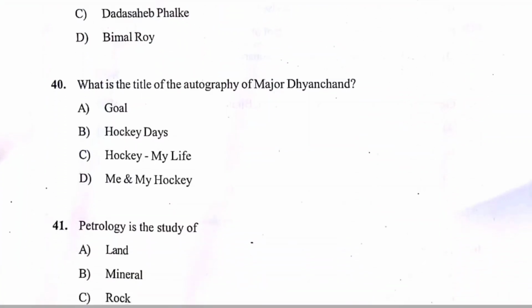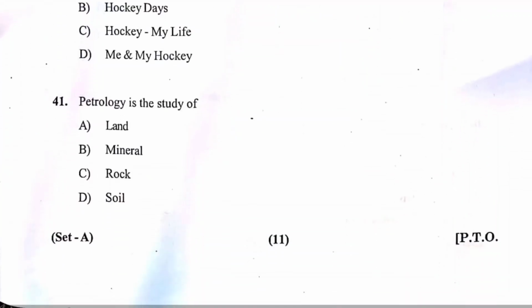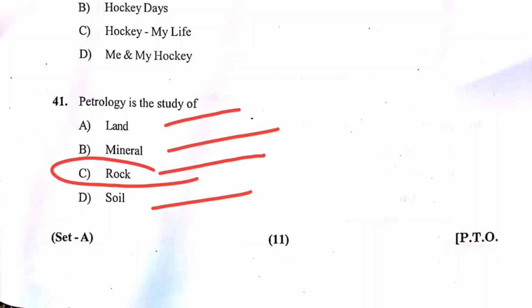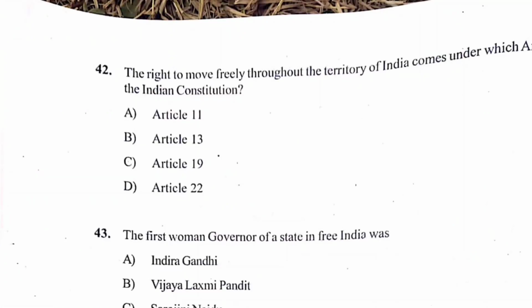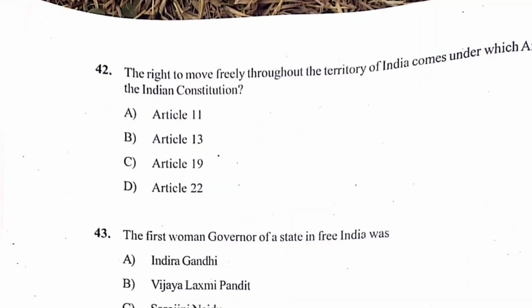Then next question is, what is the title of the autobiography of Major Dhyan Chand? So it is Goal. Next question is, petrology is the study of, options are land, mineral, rock or soil. So the correct option is rock in this case. Is the right to move freely throughout the territory of India comes under which article of the Indian Constitution? Options are 11, 13, 19 or 22. The correct option is C option, that is article 19 deals with this.